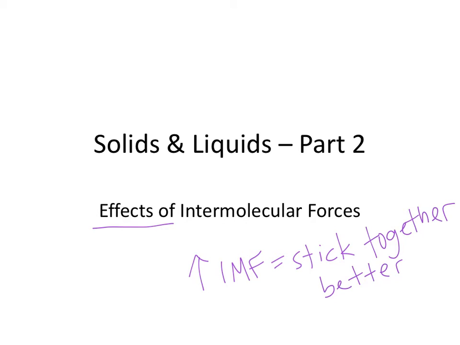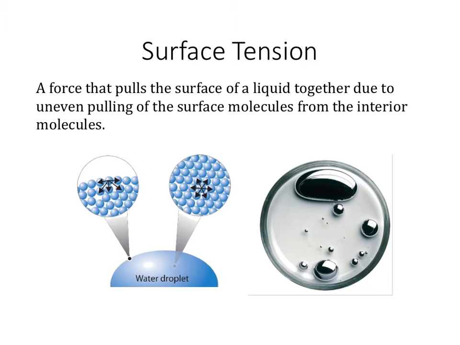So the following properties that we're going to talk about are all properties that tend to be influenced by intermolecular forces. The first property we have is surface tension. That's a force that pulls the surface of a liquid together due to uneven pulling on the surface molecules by the interior molecules. This is what causes water droplets to take on a spherical shape to minimize the surface area.